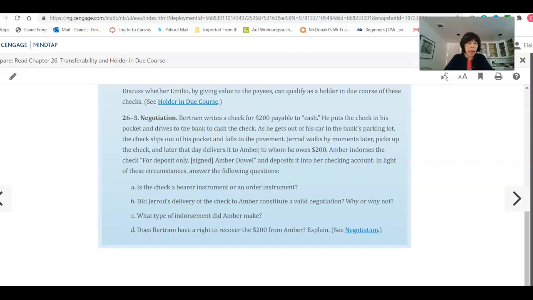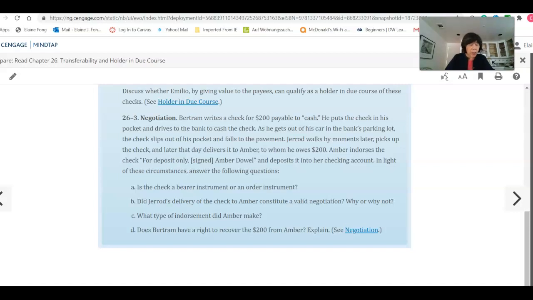And let's take a look at our last question, letter D. Does Bertram have a right to recover the $200 from Amber? And we need to explain. All right, so here, of course, it's understandable. Bertram would be a little upset that Amber has received $200 on this check he lost, all right? But does he have any right to get the money back from Amber? It's as if he lost $200 in cash in the bank parking lot. So probably he doesn't have much of a chance to get the $200 back. It's like losing $200 in cash.